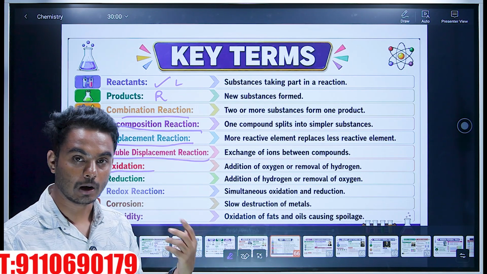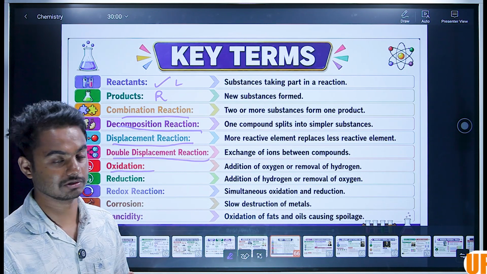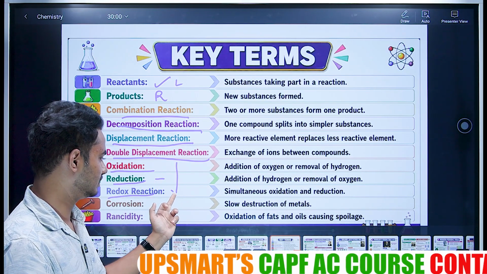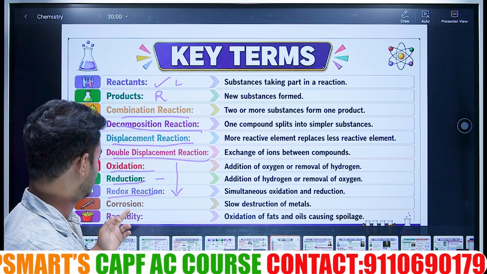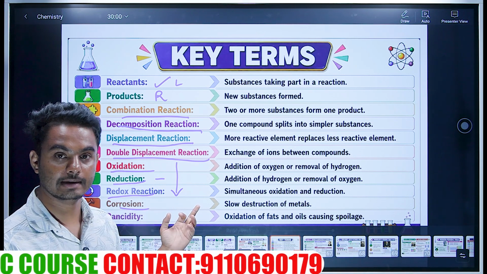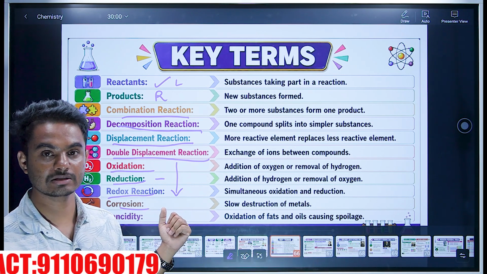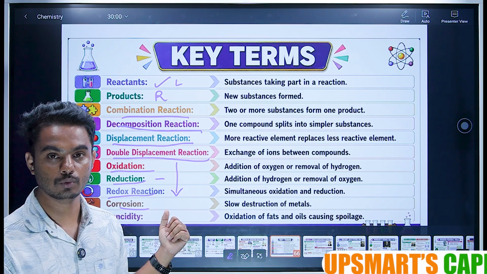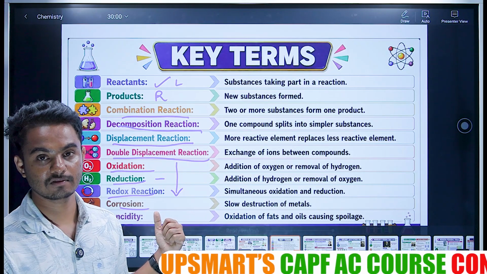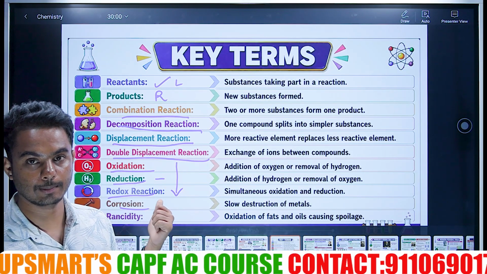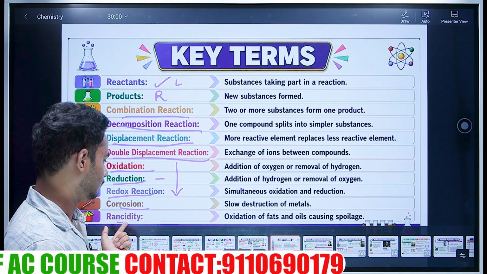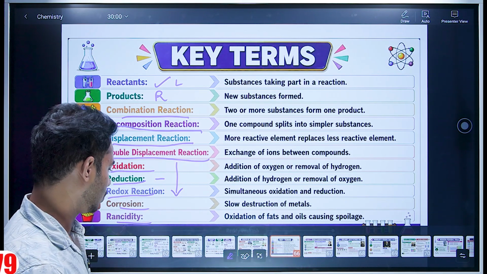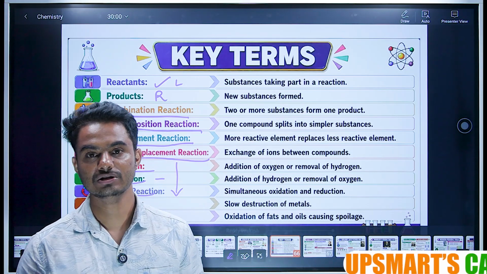Oxidation means add oxygen or remove hydrogen. Reverse in reduction. Redox reaction means both occurs in a single equation, that is redox reaction. What is corrosion? Hydrated iron oxide is called corrosion. The formula for rust is 2Fe2O3 XH2O. Fine. Remember that chemical compound. What is rancidity? We discussed it just now. Okay. This is all about the chemical reactions and equations.